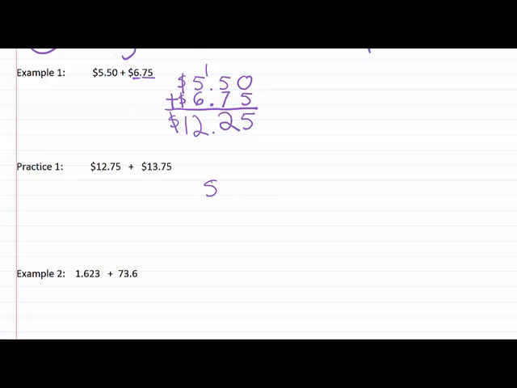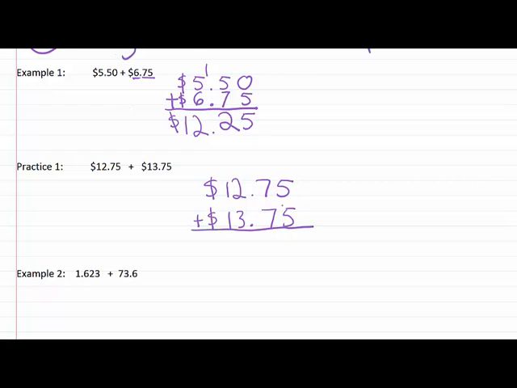So first, I'm going to write the first number, 12.75. I'm going to write the next decimal point right underneath it, so I know my decimal points are lined up. So down here I'm going to have 13.75. Another $ sign, since I know this is money, and I'm going to add them together.